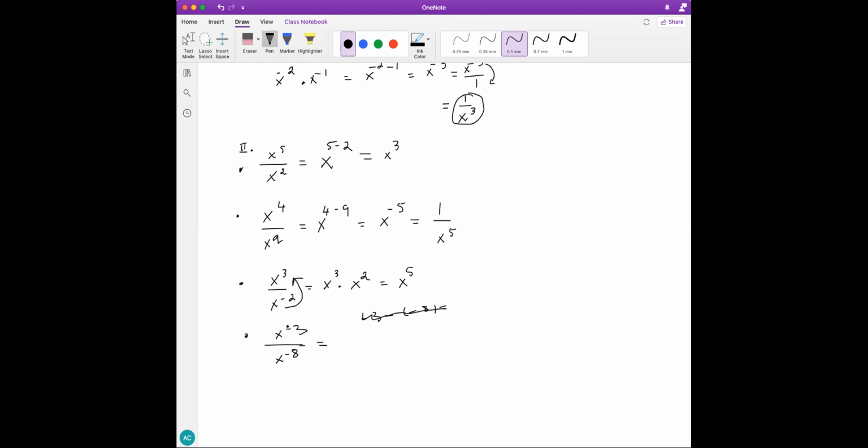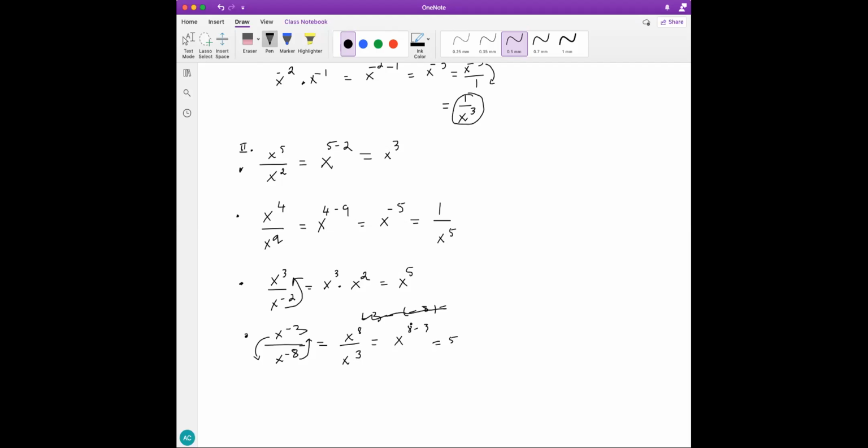How do you make these powers positive? You would flip them. So both have to move, right? So if this moves down, it's negative. This one moves up. So we end up with x to the positive 8 over x to the positive 3. What do you do now with the powers? Subtract them. So if you have a division, we subtract, just like we did here, 5 minus 2. Same thing here, x to the 8 minus 3, which is 5.